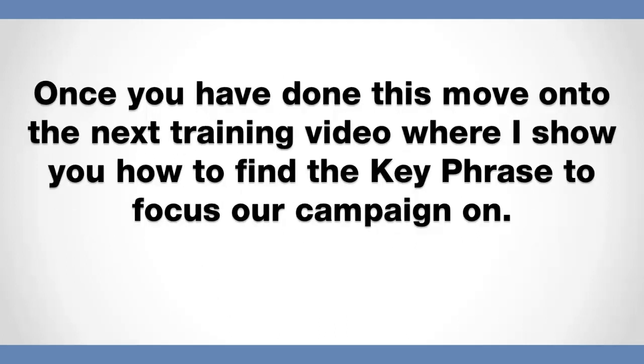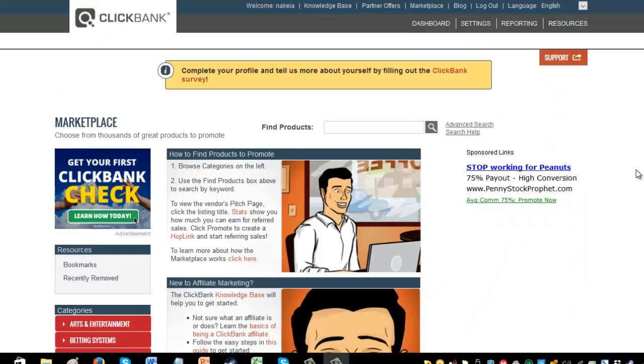So once you've gone ahead and done this, so you've selected a product, written down all those top 5 products, and narrowed it down to a minimum of a few products, I want you to move on to the next training video where I'm going to actually show you how to find the key phrase to focus our whole campaign on. Okay, so now we need to go ahead and actually find the products, because we need to get the key phrase that's going to go along with that product, of course, and that'll be in the next video.